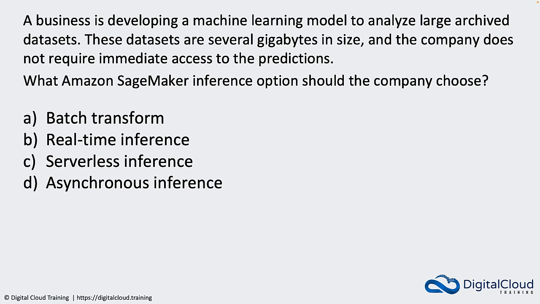So let's walk through these in order, starting with batch transform. This does sound like a good solution to me. This would be good when you need to perform inference on large data sets and you don't need real-time results. That's because it allows processing data in bulk, and it's definitely optimized for situations where immediate model predictions are not required. So for example, analyzing multiple gigabytes of archived data, that would be a good solution, and that seems to be the requirement here. So I like that as a good match for the requirements.